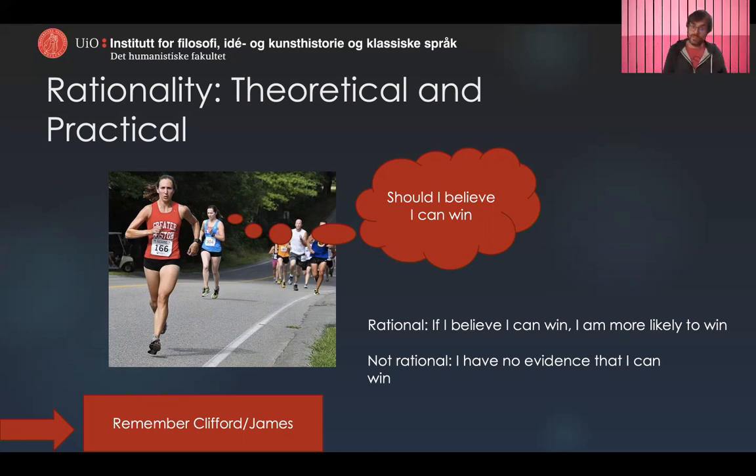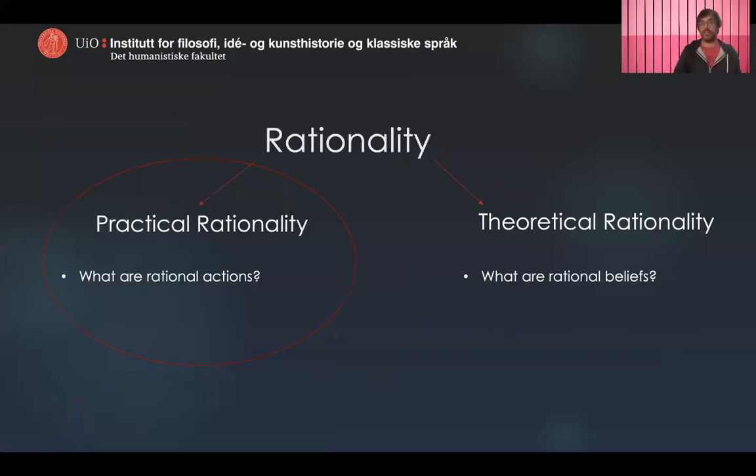Okay. So this difference between theoretical and practical rationality is something that you will remember from our debate about Clifford and James, where Clifford thought that when it comes to belief, the only thing that is relevant is what evidence we have. So only theoretical rationality is relevant when it comes to belief. Where James thought that sometimes we can choose beliefs on practical rational grounds. Okay. So previously we talked a lot about how we should form beliefs and what role practical reasons, if any, play in the formation of beliefs and theory choices in science and so on. So now we're going to really just look at practical rationality. We're just concerned with the question, what are the rational actions?